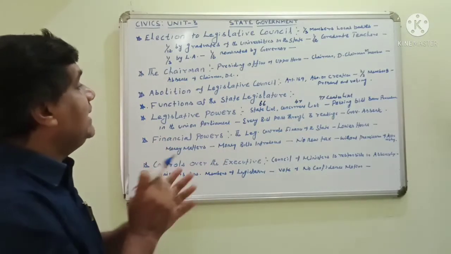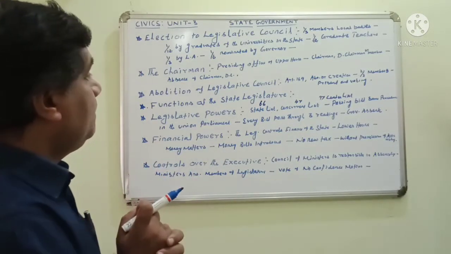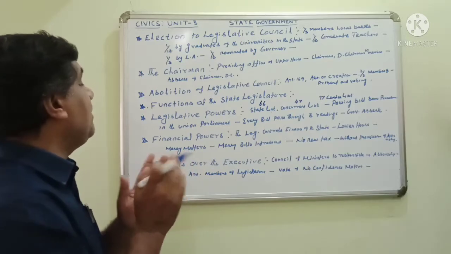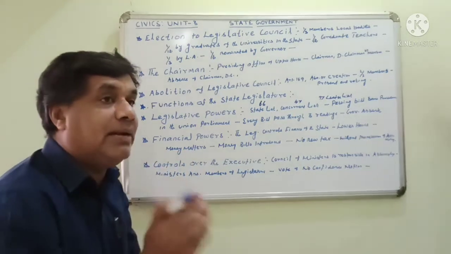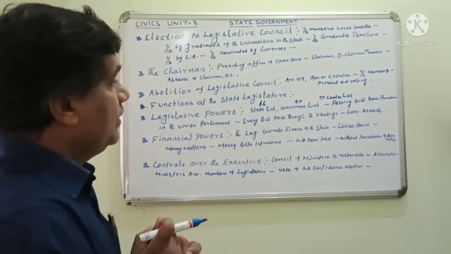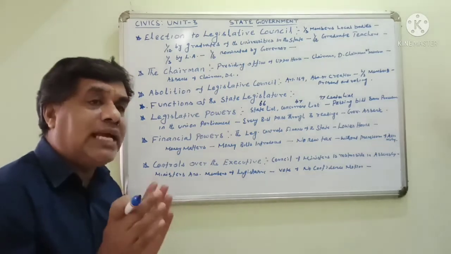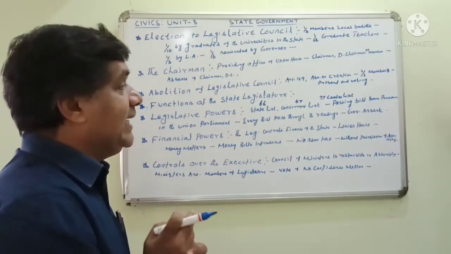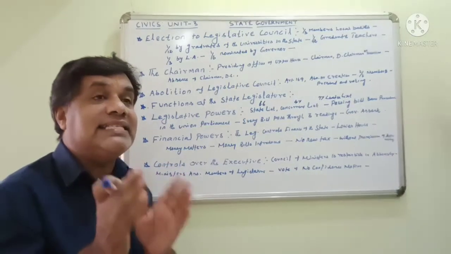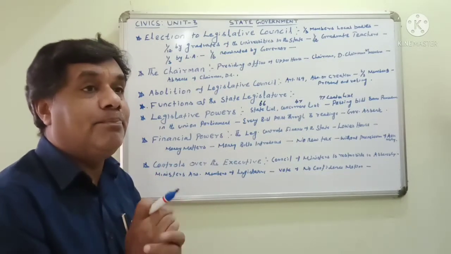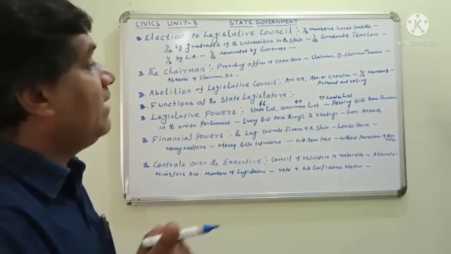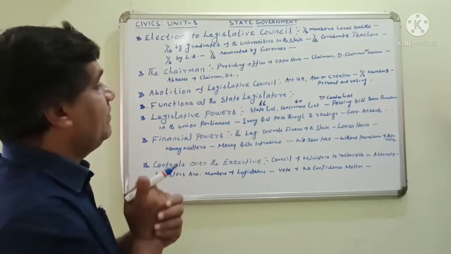The procedure for passing bills in the state legislature is the same as in the union parliament. Every bill is passed through three readings. The governor's assent is needed. Assent, the governor's permission, is necessary.